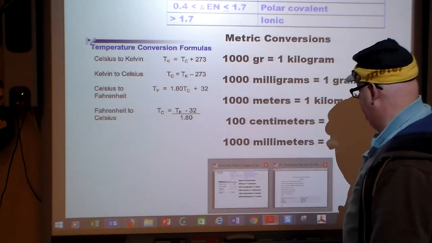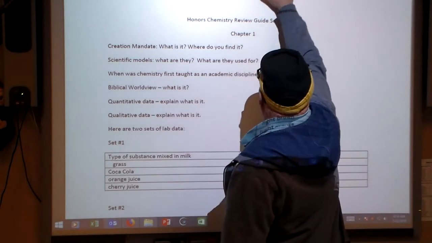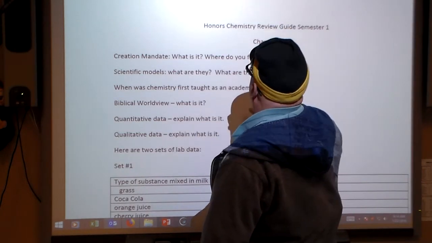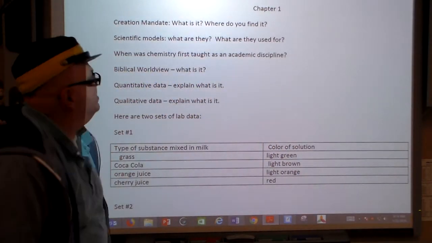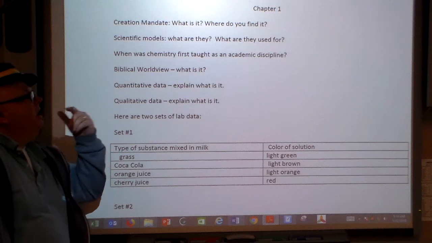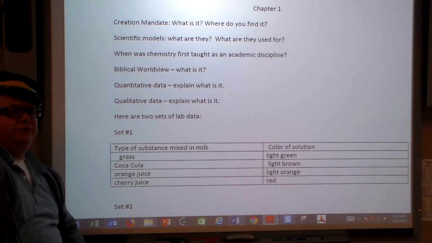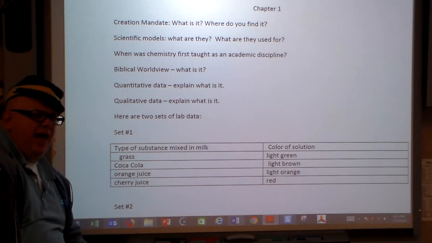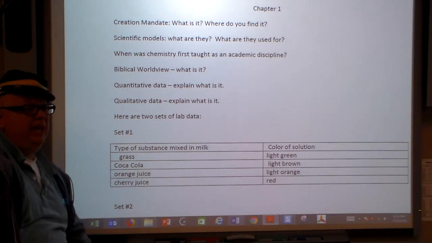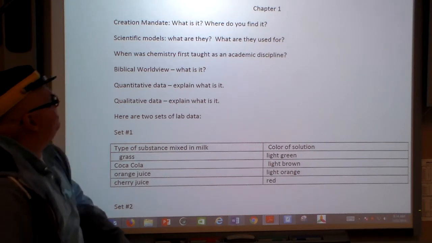So now we're going to flip over to our review guide here. I'm going to go fast on this. Creation mandate for chapter 1. We looked at the creation mandate. Where would you find it? What is it God wants us to do? Where in the Bible do we find that? Maybe at the beginning? Yeah, possibly.